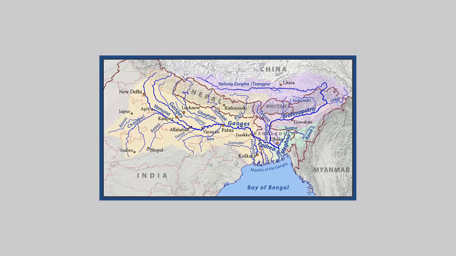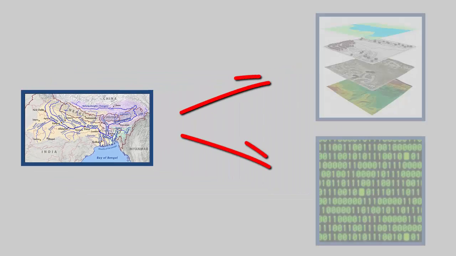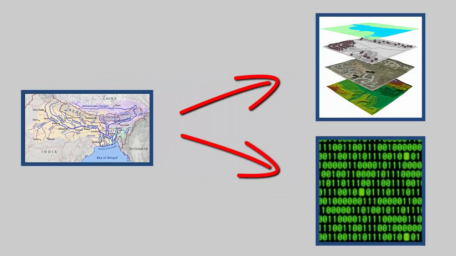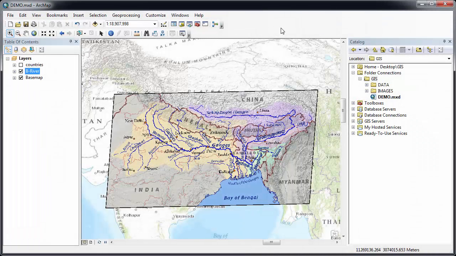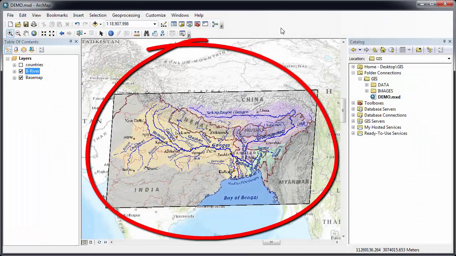What I ultimately want to be able to do is to represent the river as a piece of GIS data that can easily transfer from one map to another or into other datasets. To do that, I'm going to use the georeferenced image to help me manually create a GIS-ready feature that represents the Brahmaputra River.